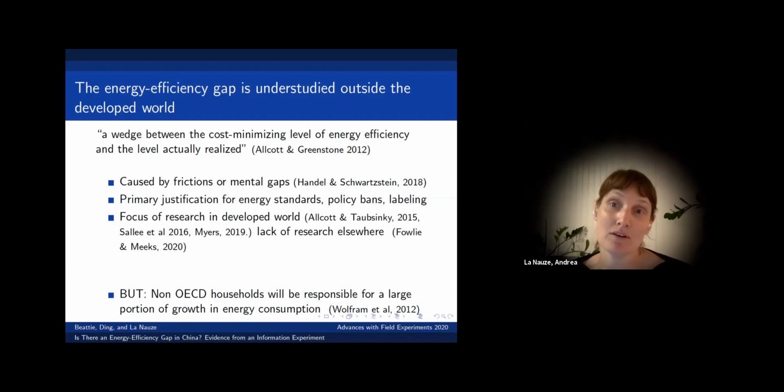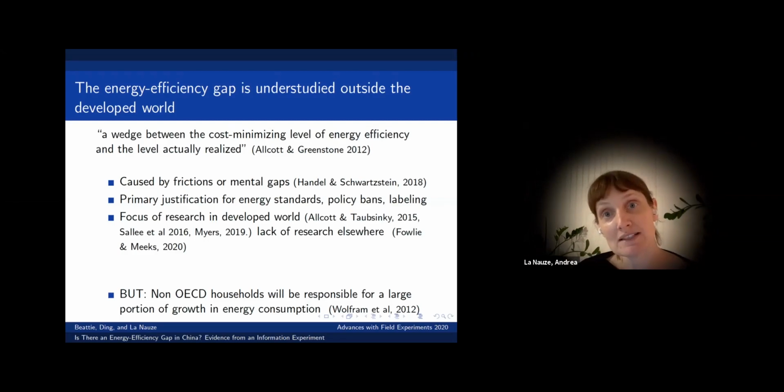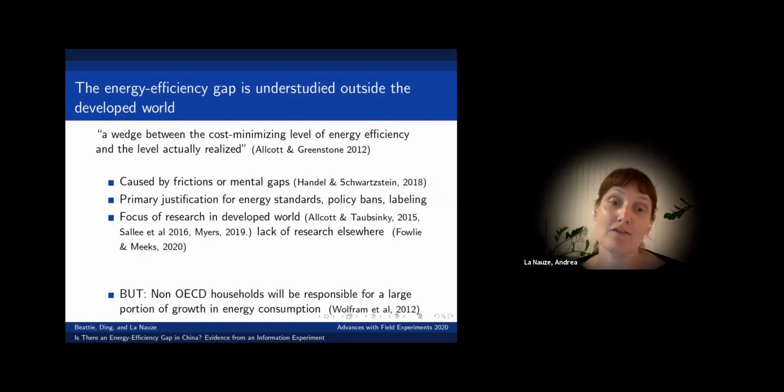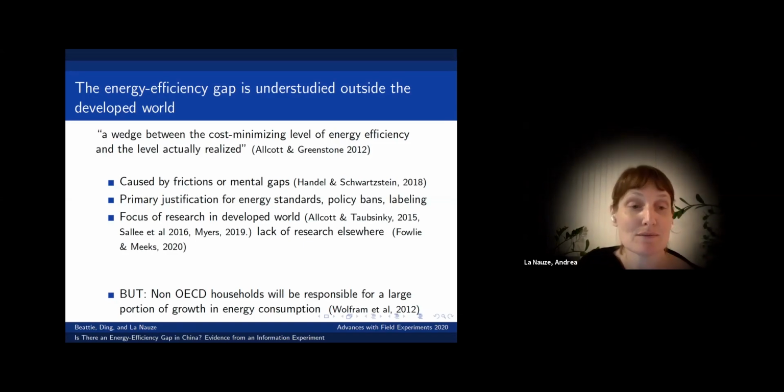Now, the gap is important because it's the primary rationale for a range of energy policies, for example, fuel economy standards and labeling. We know quite a bit about the gap in the developed world, but we know next to nothing outside the developed world. Now, that's a problem because a significant percentage of growth in energy consumption is expected to come from non-OECD households.